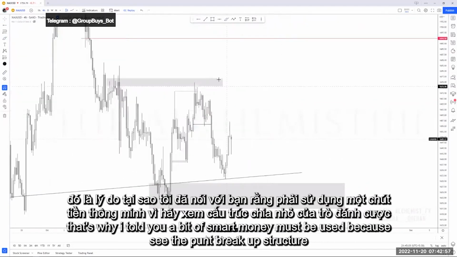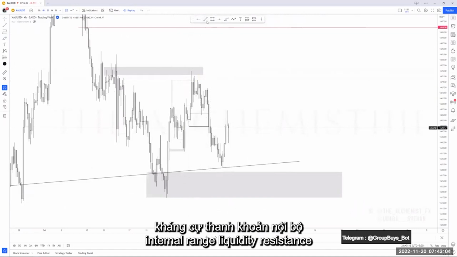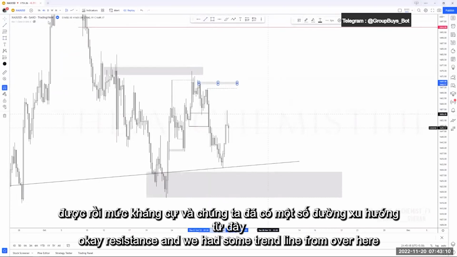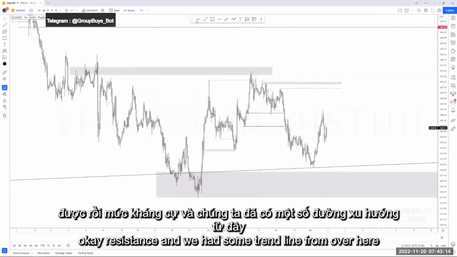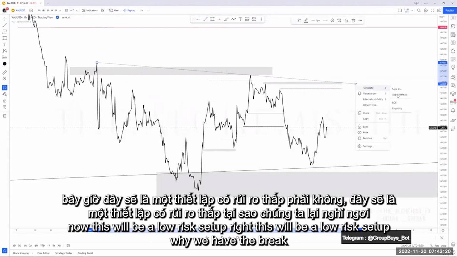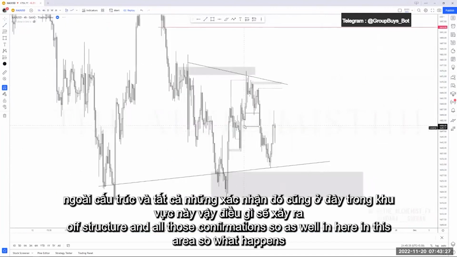Now for this, of course, that's why I told you a bit of smart money must be used, because see, stop hunt, break of structure, internal range liquidity, resistance, and we had some trend line from over here. Now this will be a low risk setup, right? This will be a low risk setup. Why? We have the breakout structure and all those confirmations in these areas.